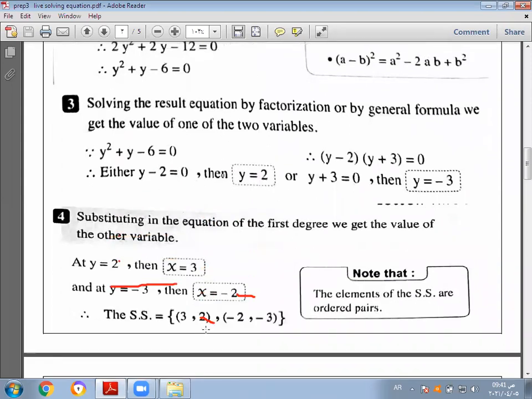So the solution set, we write two ordered pairs. In the first ordered pair we must write the x first and the y second: x equals 3 and y equals 2. And the second ordered pair is negative 2 and negative 3. This is the solution set.